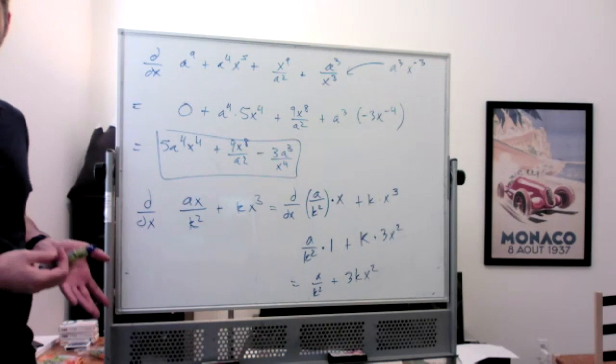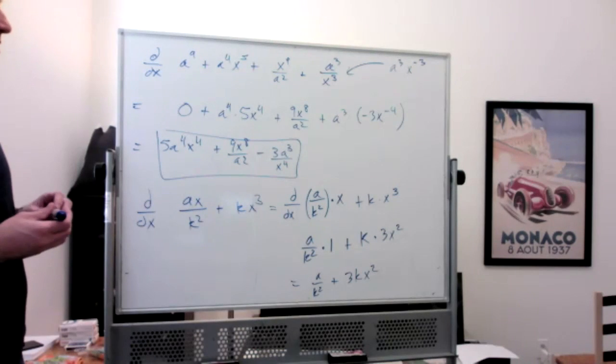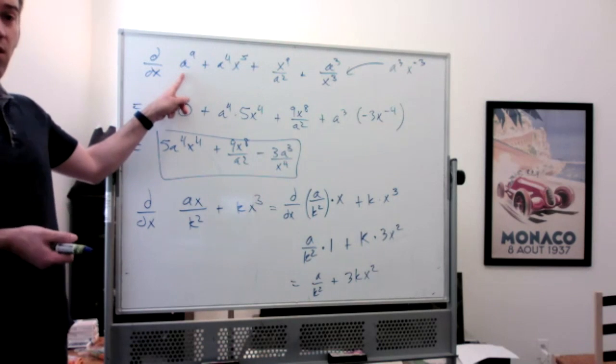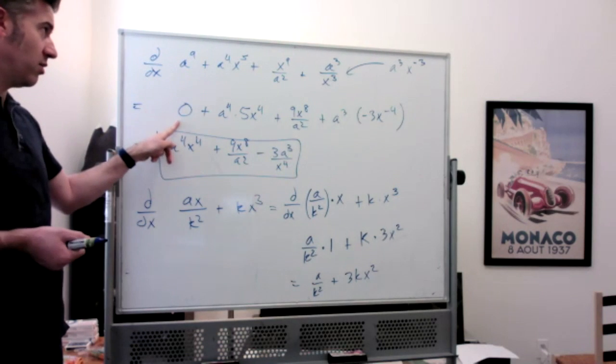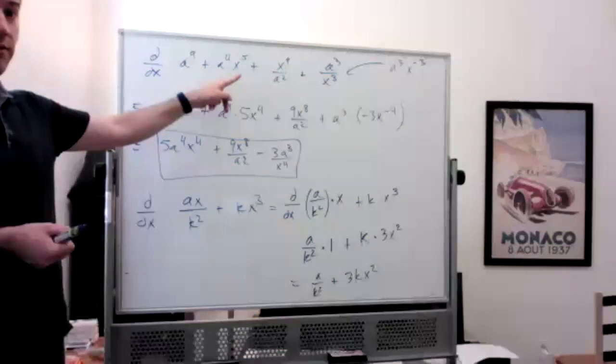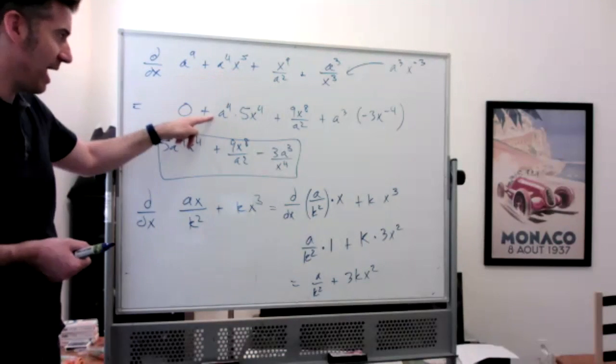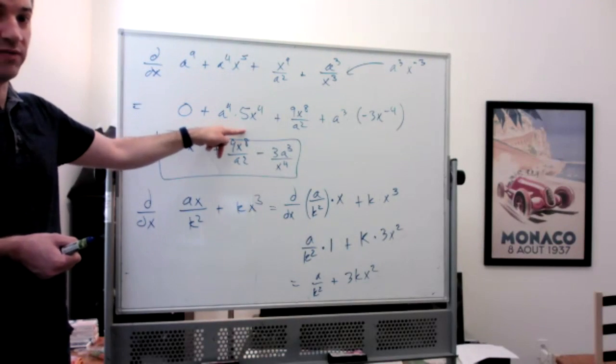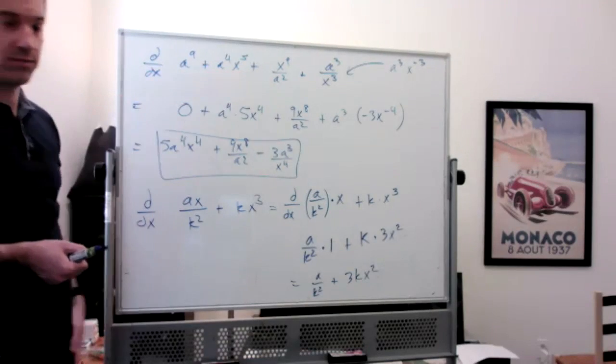So that's how I would tackle a problem like that. Again, you really have to make yourself think, okay, constants on their own have a derivative that's 0. Constant multiples of variables hang out and multiply the derivative of the variable part. Okay.